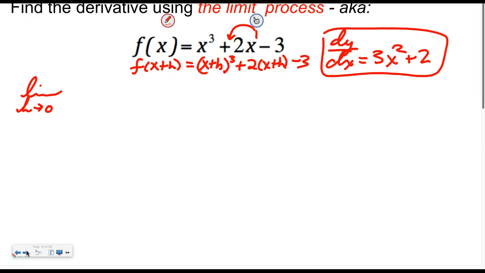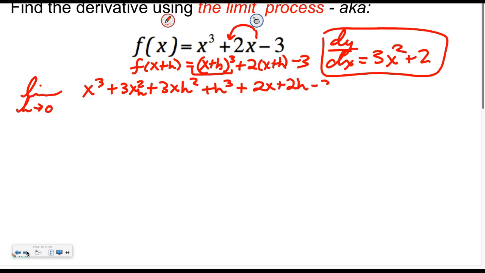Does anyone in here just remember what it was? Because it was on your circuit twice. You got it, Sophie? Yes. There it is. X cubed plus 3x squared h plus 3xh squared plus h cubed. That's this. Then I have to do plus 2 times it. Then I have the minus 3.